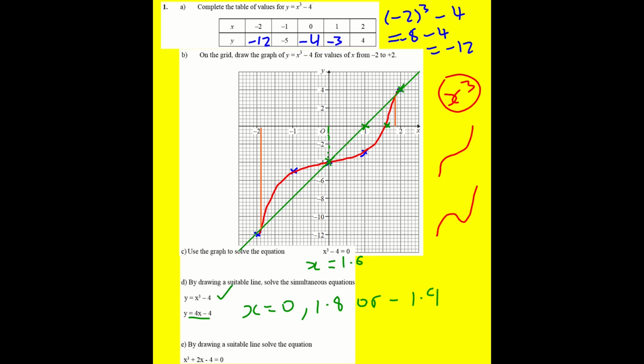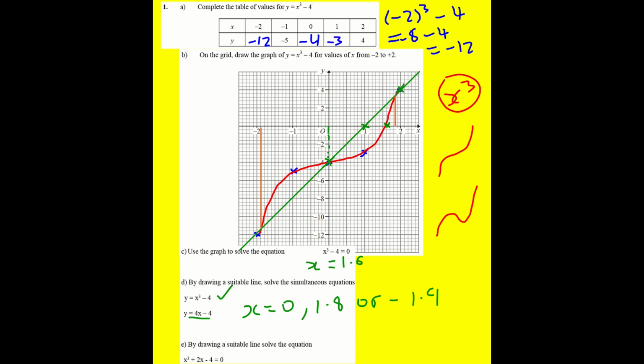Now I can substitute those values back in to just check they work. The 0 is going to work exactly. The 1.8 cubed minus 4 gives me about 1.8 in fact, whereas 4 times 1.8 minus 4 doesn't quite give me that. So let me just check that. 1.8 to the power 3. Okay, maybe I should have put in 1.9.